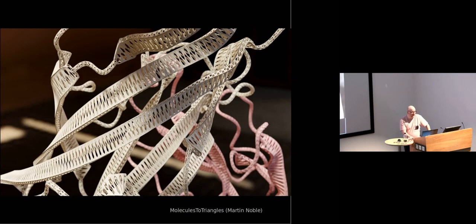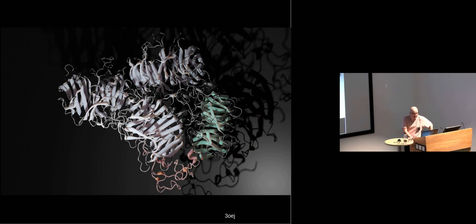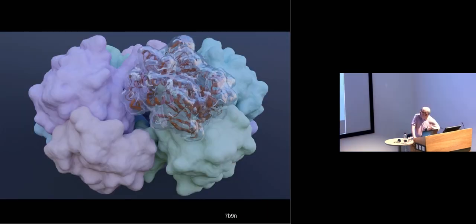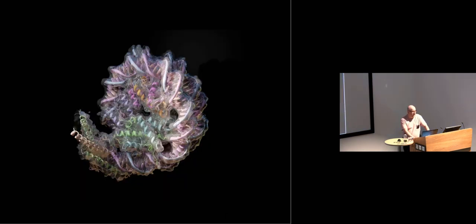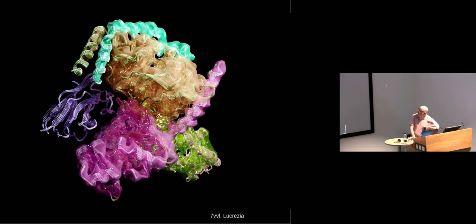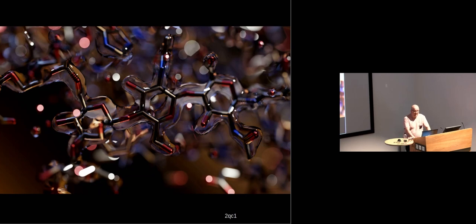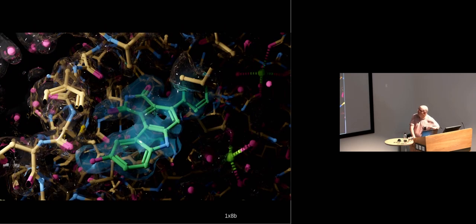Subsurface scattering, ribbons, more ribbons. This is again CPF3EOJ. Gaussian surfaces where I change the material of one of the domains, DNA and RNA. Map masking and map sharpening and blurring, carbohydrates, electron density, and map masking again. This is a kinase inhibitor, a checkpoint kinase inhibitor.